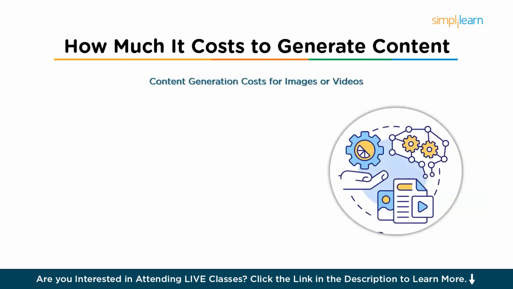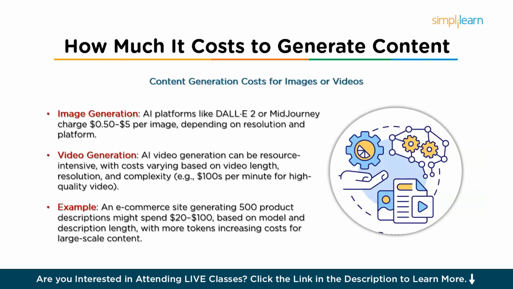Next are the content generation costs for images or videos. So in image generation, AI image generators like DALL-E 2 or Midjourney typically charge per image generated. So a single image might cost anywhere between $0.5 to $5 depending on the platform and resolution. And AI video generation is generally more resource intensive, especially for high quality content. So the cost can vary widely based on factors like video length, resolution, and complexity. So for example, platforms like Runway ML or Synthesia might charge hundreds of dollars per minute of high quality video.